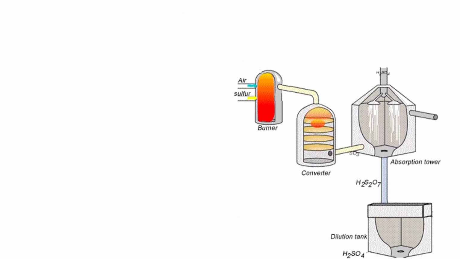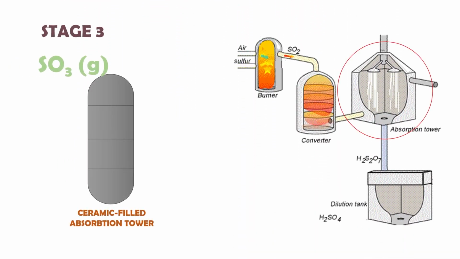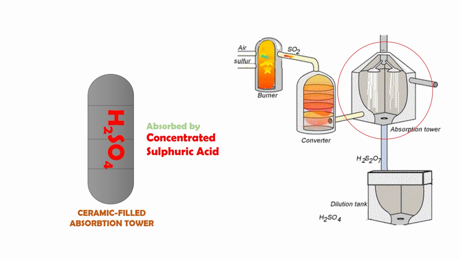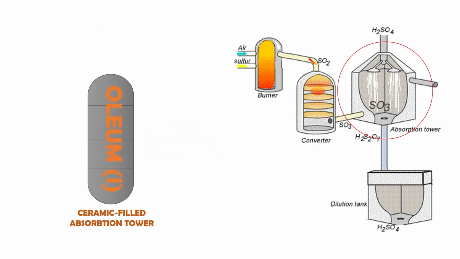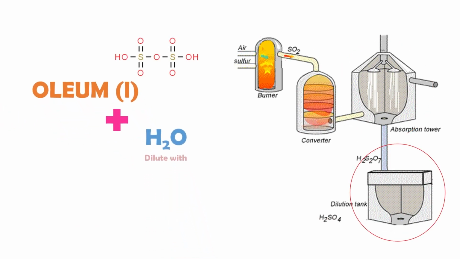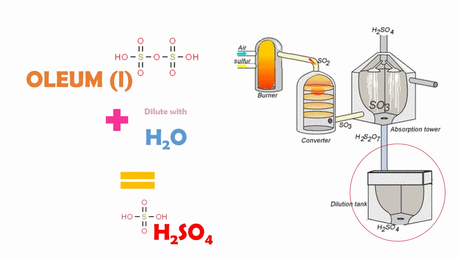In stage 3, sulfur trioxide gas passes through a ceramic-filled absorption tower where the gas will be absorbed by concentrated sulfuric acid to form alum in the form of liquid. Alum is then diluted with water to form the desired sulfuric acid as the final product.